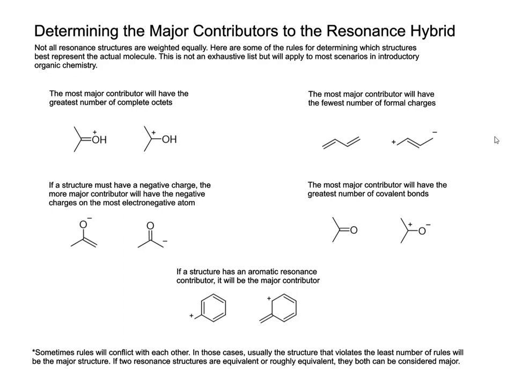The first rule, the most major contributor will have the greatest number of complete octets. The resonance structure on the left has all carbons with a complete octet. The one on the right has a carbon that is a carbocation. Therefore, it only has 6 valence electrons, so the more major structure is the one on the left. The most major contributor will have the fewest number of formal charges. You can see the molecule on the left has no charge separation at all, whereas its resonance structure on the right has 2 formal charges. So the major contributor, again, is on the left.